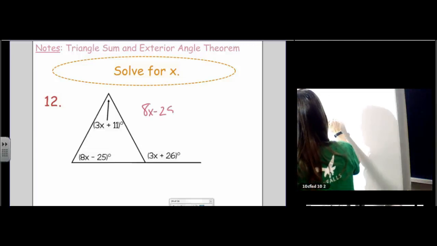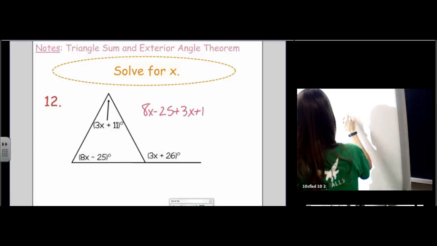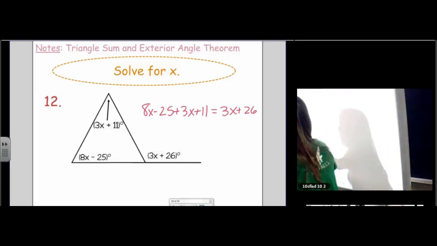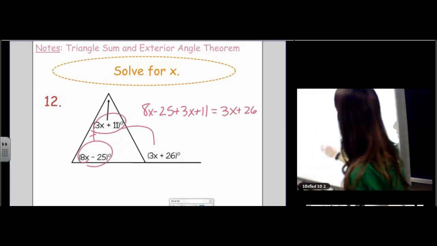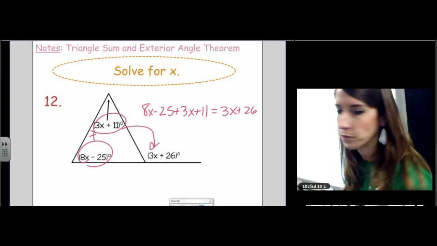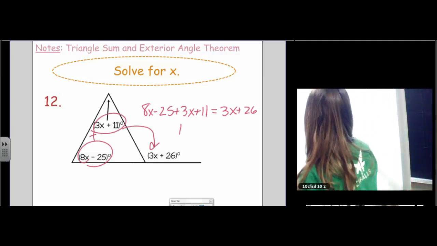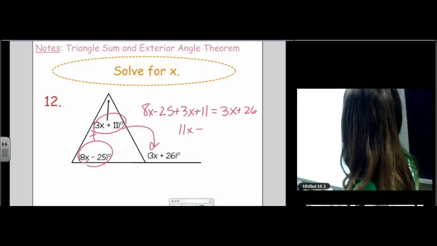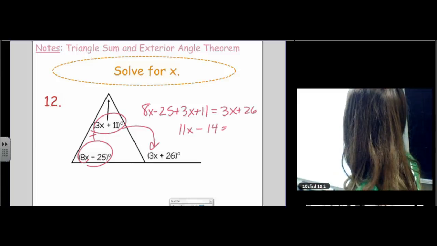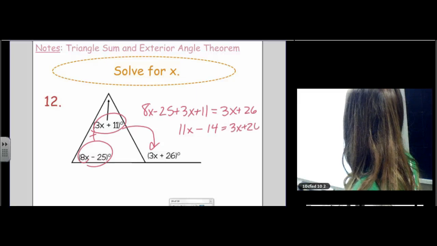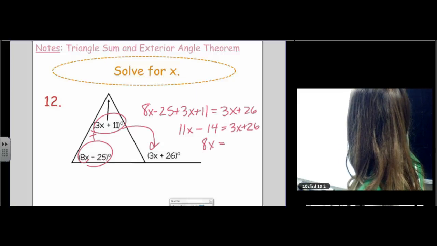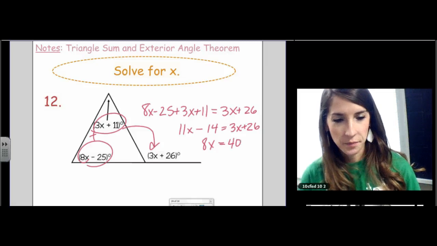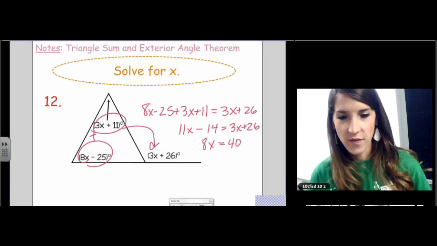8x minus 25 plus 3x plus 11 equals 3x plus 26. Remote interior angles, you add them together and it equals your exterior angle. Okay, 11x minus 14. Look at that. What does x equal? X is 5, very nice.